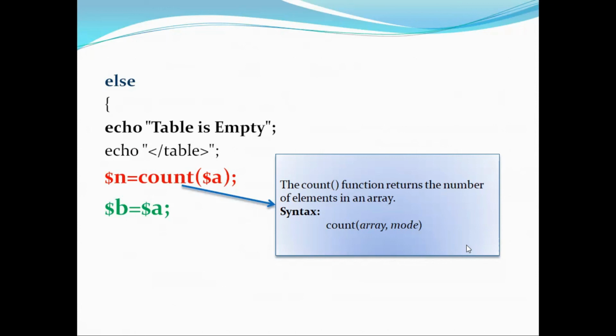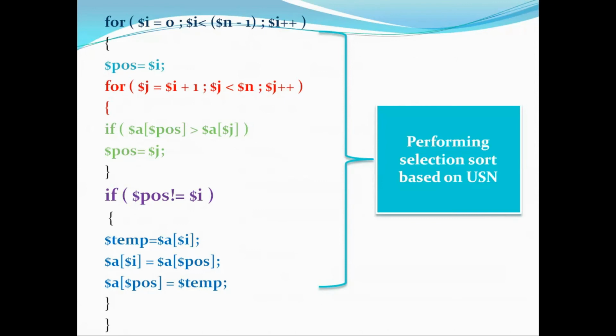All those counts will be stored in a variable called N. The next thing is, whatever values are present in the array A will be directly assigned to the array B. That is, whatever values are present will be assigned to the variable called B, and sorted by USN using the selection sort method.